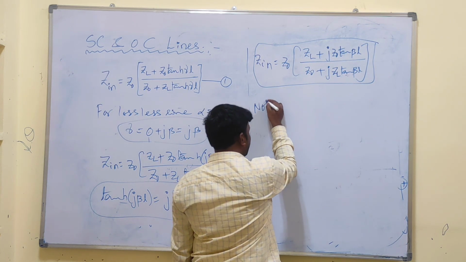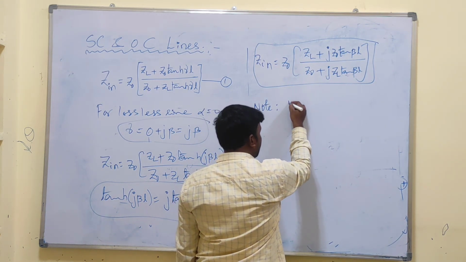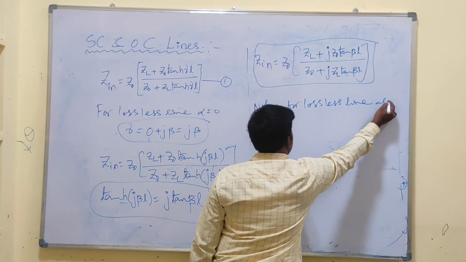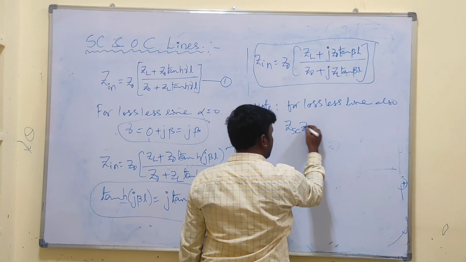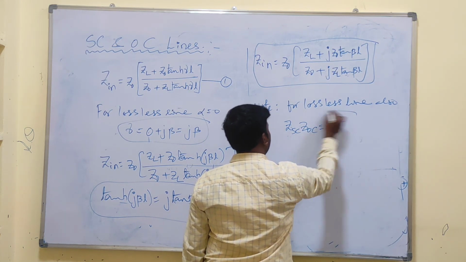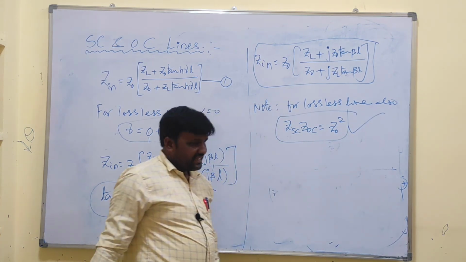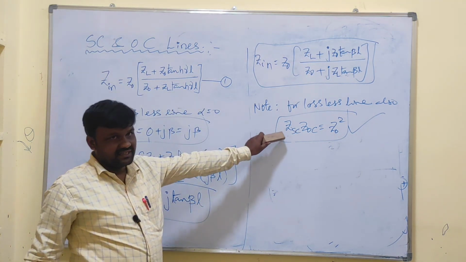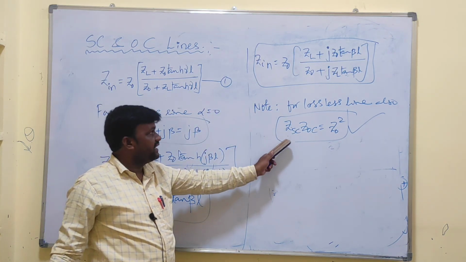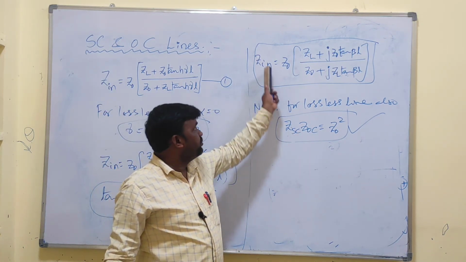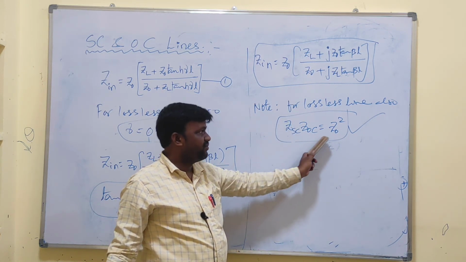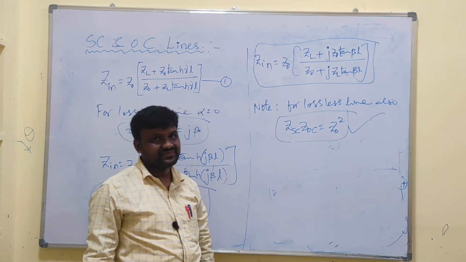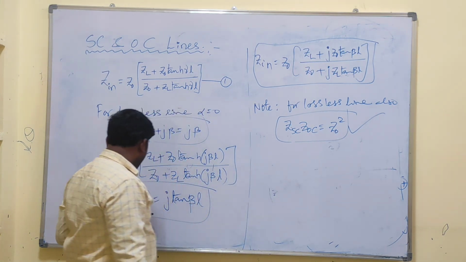As you know, write this one. That is known for a lossless line also: for a lossless line also, ZSC into ZOC equal to Z0 squared. Okay? Take this one as an assignment. Prove that one. Let us find ZSC, that means Zin for the short circuited line, and find ZOC, that means input impedance for the open circuit line. Then multiply them, you will get Z0 squared. And if you want this proof, I will write like this.